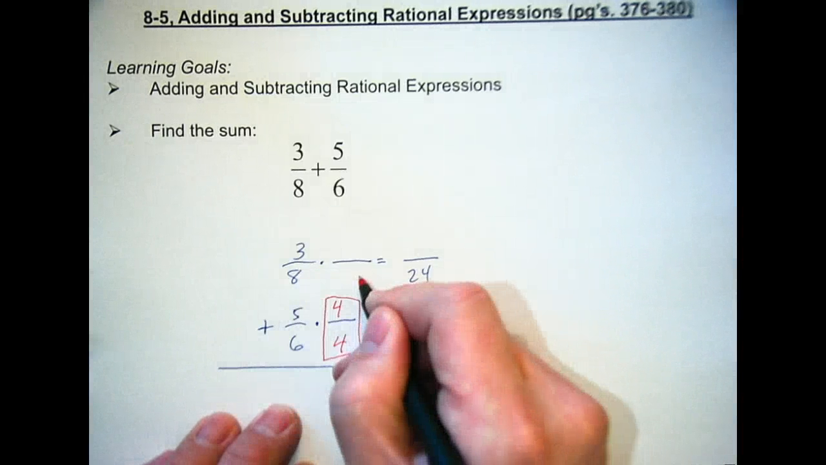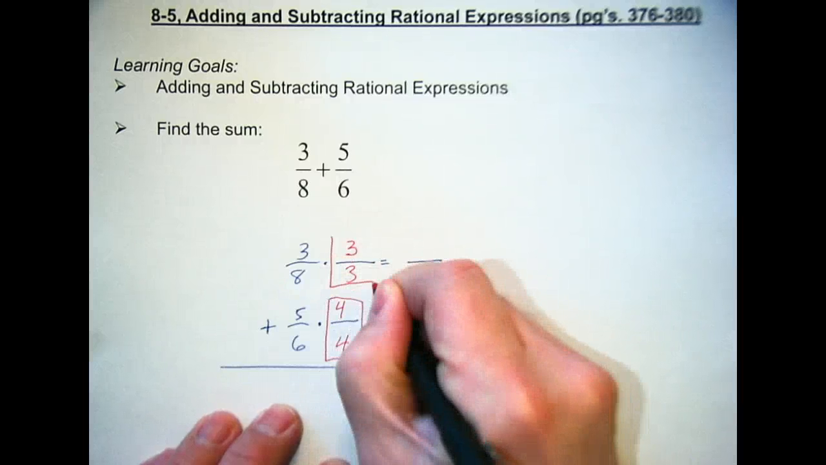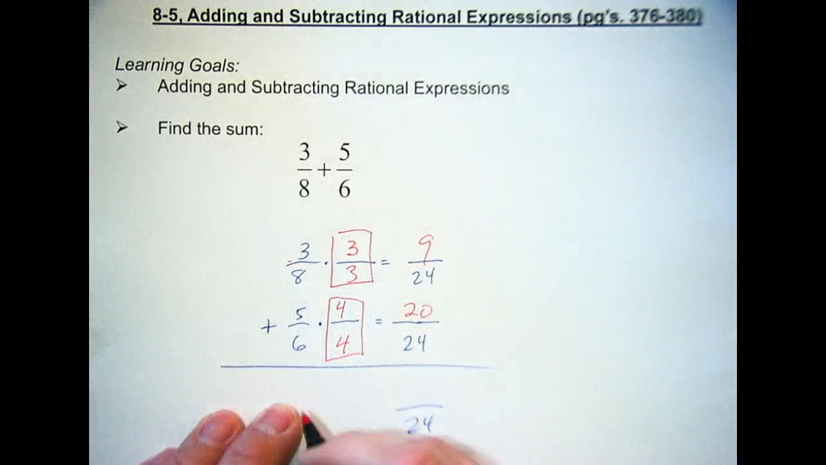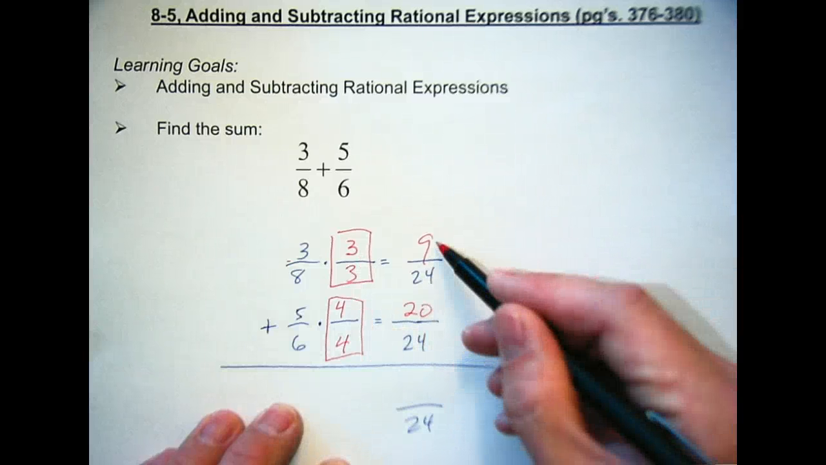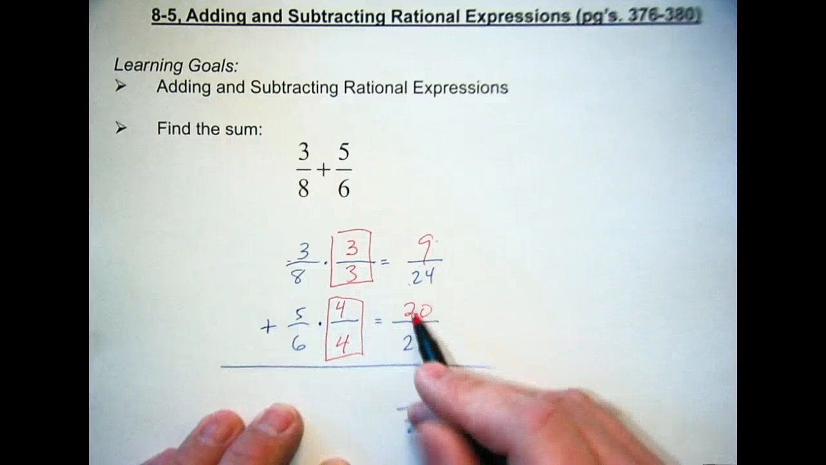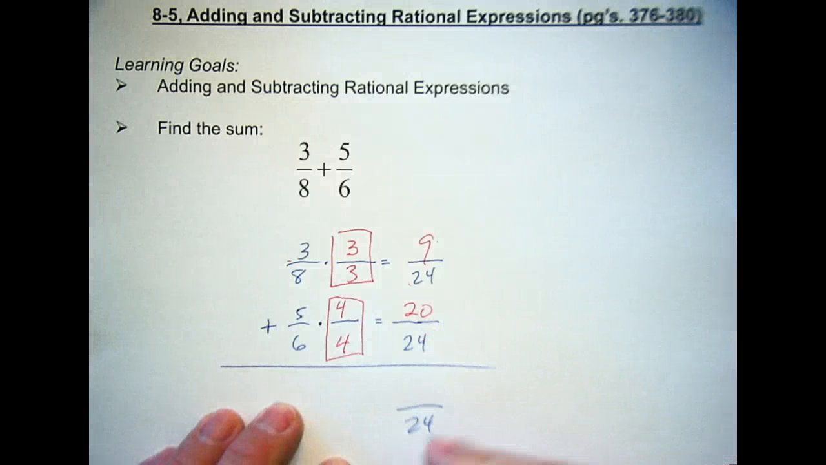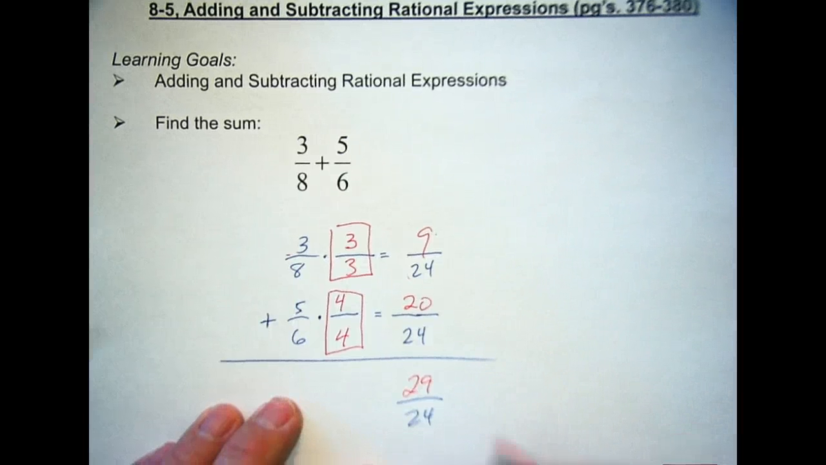What do I need to multiply 8 by to make 24? 3. Multiply that by 3, so I'm multiplying the whole thing by 1. 3 times 3 is 9. Okay? So I haven't changed the value of 3/8 because I'm multiplying it by 1. 9 little 24ths and 20 little 24ths gives me a total of how many little 24ths? 29 of the 24ths. And we are not going to rename it. We're going to leave it as 29/24ths. We're not calling it 1 and 5/24ths.